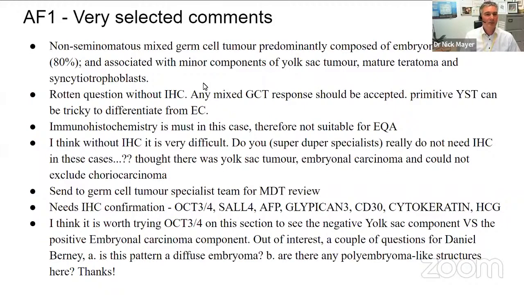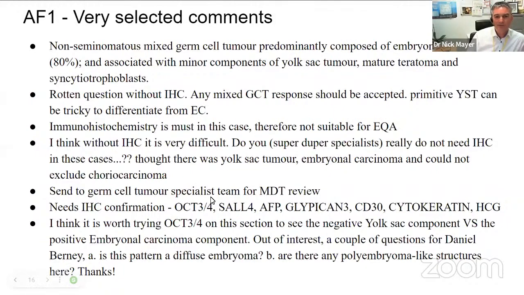This was a mixed non-seminomatous germ cell tumor, and people were quite obliging in listing the various components and even giving percentages. So this person feeling it was predominantly embryonal, about 80%, and then minor yolk sac, teratoma and syncytial trophoblastic cells. This participant obviously felt it was a bit harsh to be trying to tell the difference between embryonal and primitive yolk sac, which can be difficult to differentiate without immuno, and others going a bit further saying it's certainly not suitable without the immuno.